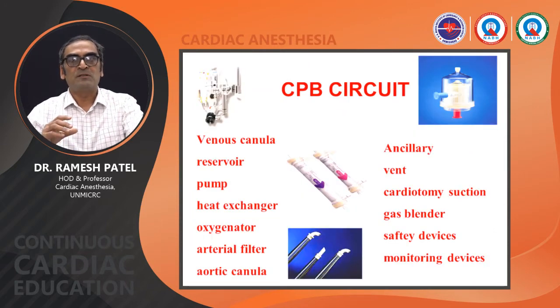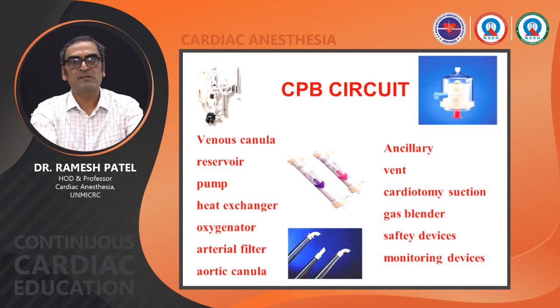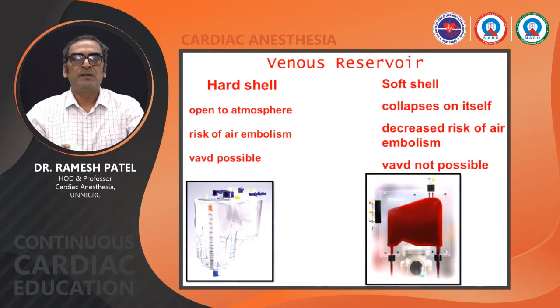These are the components of cardiopulmonary bypass circuits. Components are venous cannula, reservoir, pump, heat exchanger, oxygenator, arterial filter, aortic cannula, ancillary vent, cardiotomy suction, gas blender, safety devices and monitoring devices. We'll discuss in brief all the components. Venous reservoir.